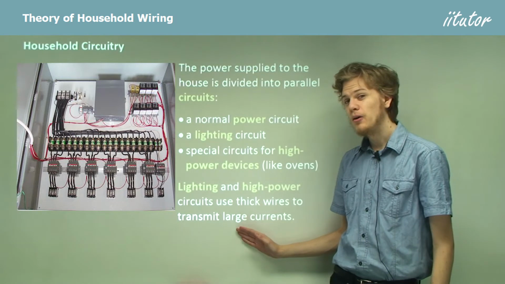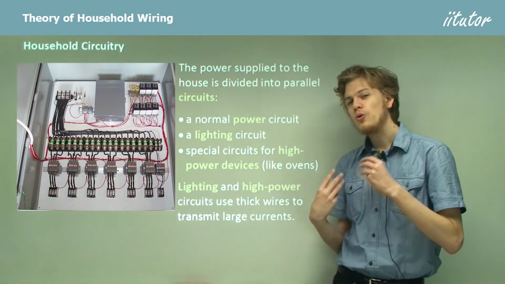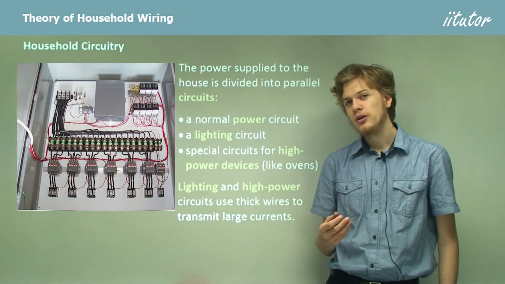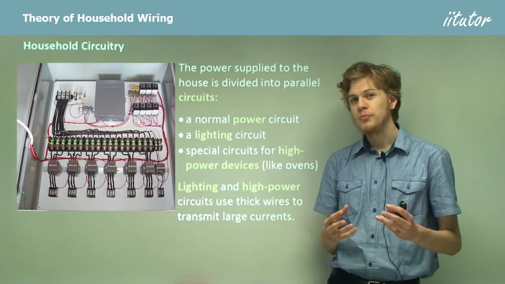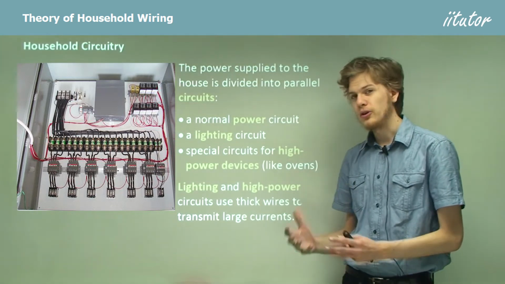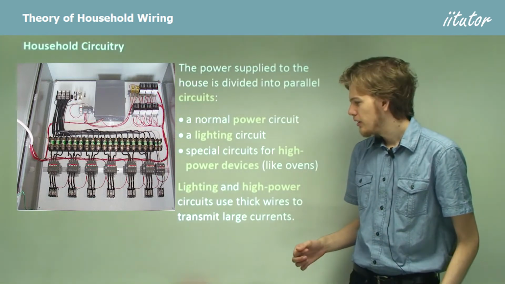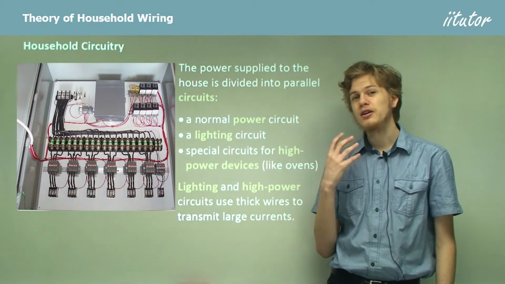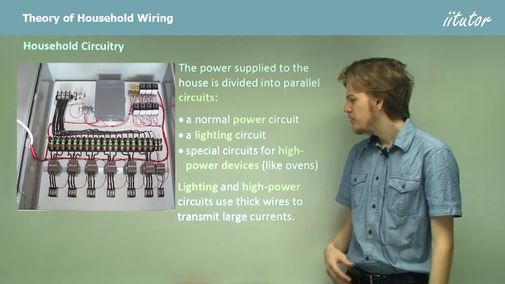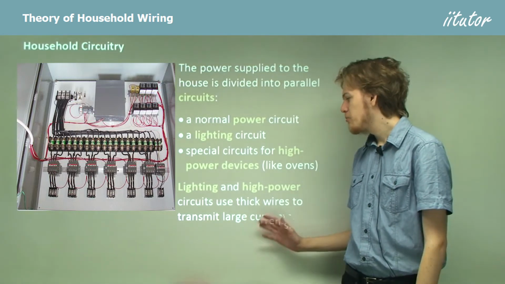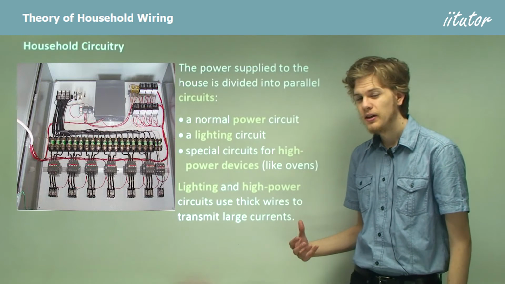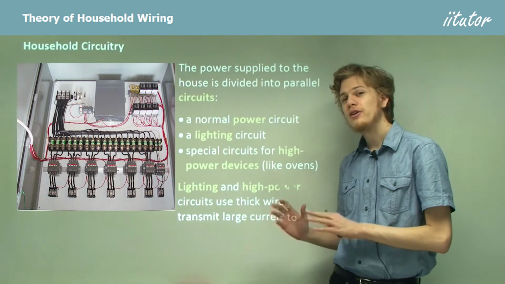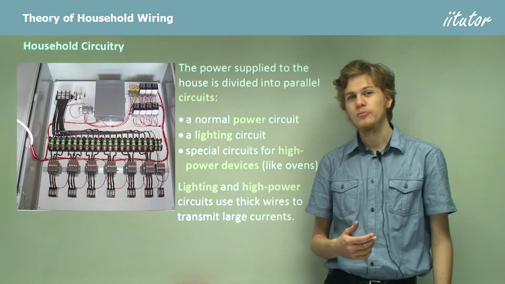Now, lighting and high-power circuits require a lot more current to be pulled through them. Having all the lights in the house on at the same time will draw more current from the power source than all of the power sockets in the house being used. This means that the lighting circuits need thicker wires so that they can carry more current to the lights than is being carried to the power sockets. The same deal goes for high power circuits like ovens. They require very high amounts of current, and so they need thicker wires to transmit the current without losing power.